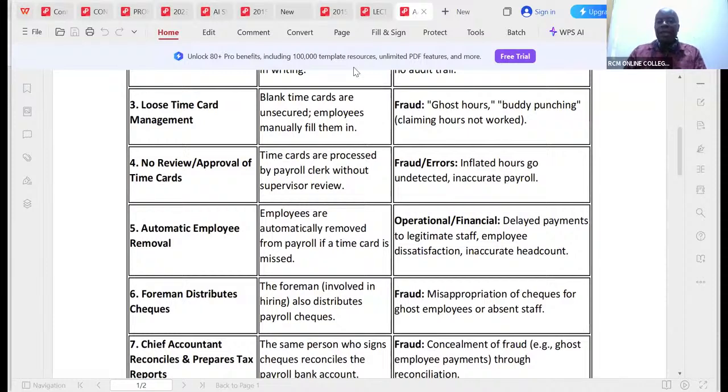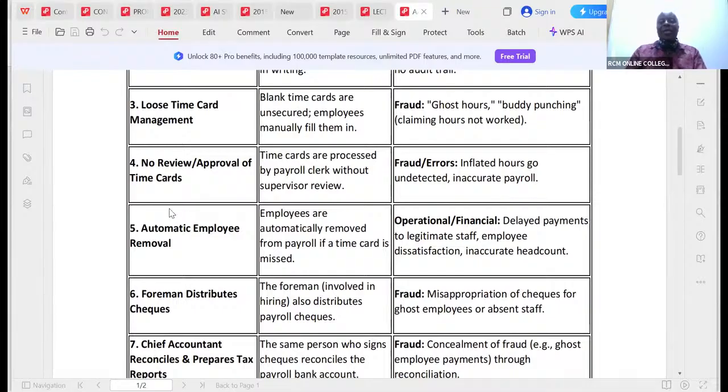Inaccurate payroll. Let me just check the charts here. Yeah, you're right. We shall overcome. We shall overcome. Yes, yes, yes. We shall overcome.